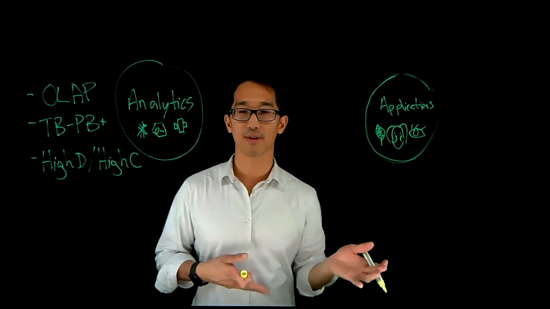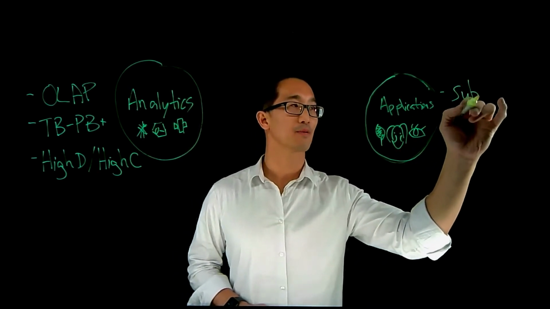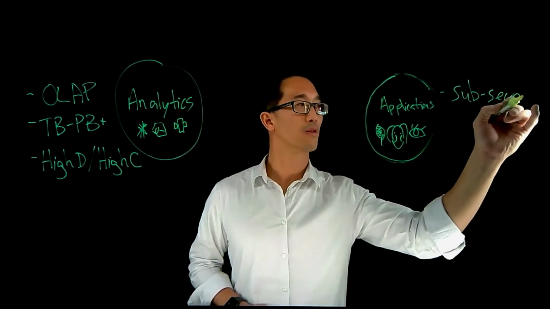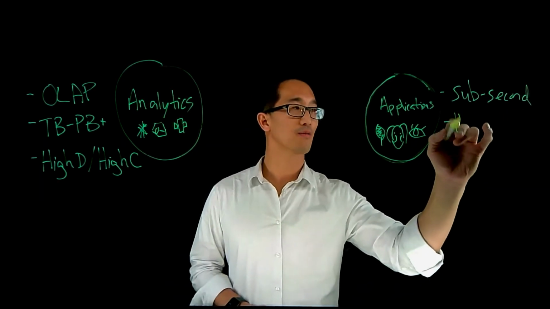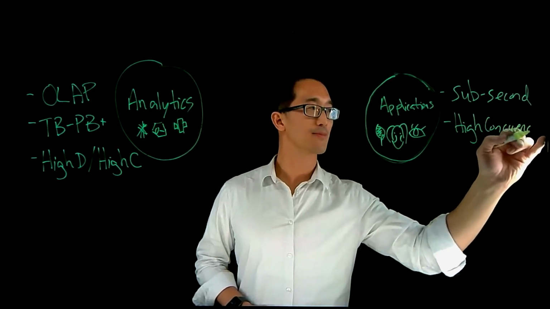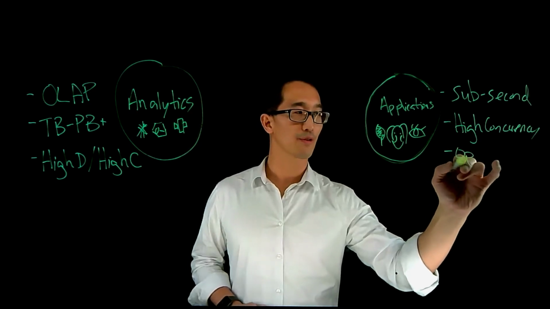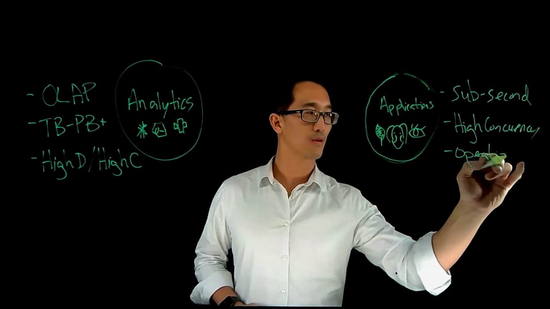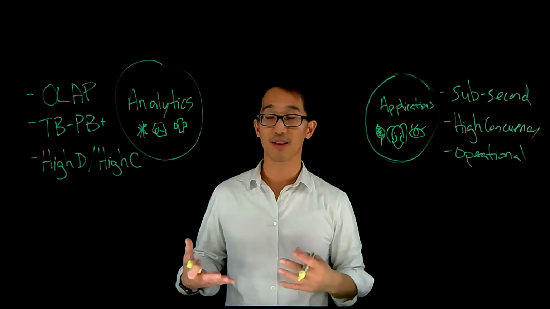Now, what characterizes application requirements? Well, you have to have sub-second response times. You have to be able to support high concurrency. And last but not least, you have to be able to support operational workflows, leveraging real-time data as it's generated in the moment.